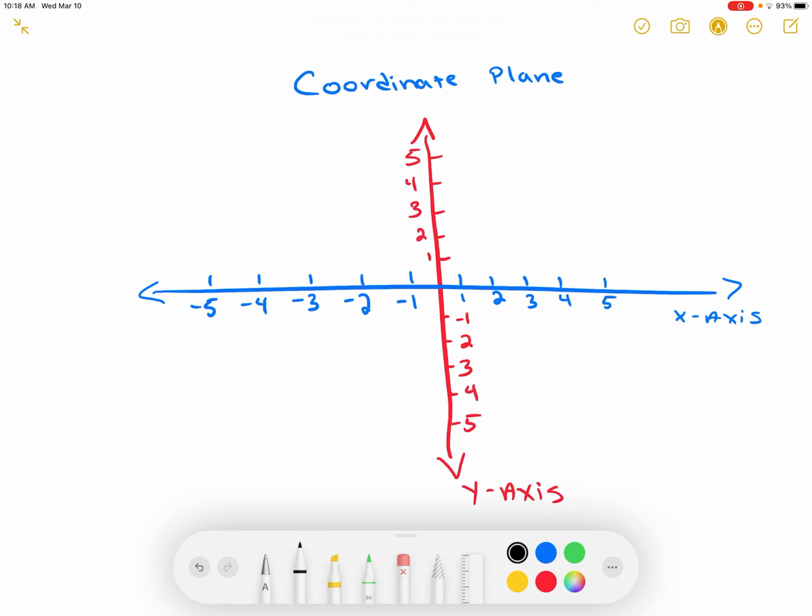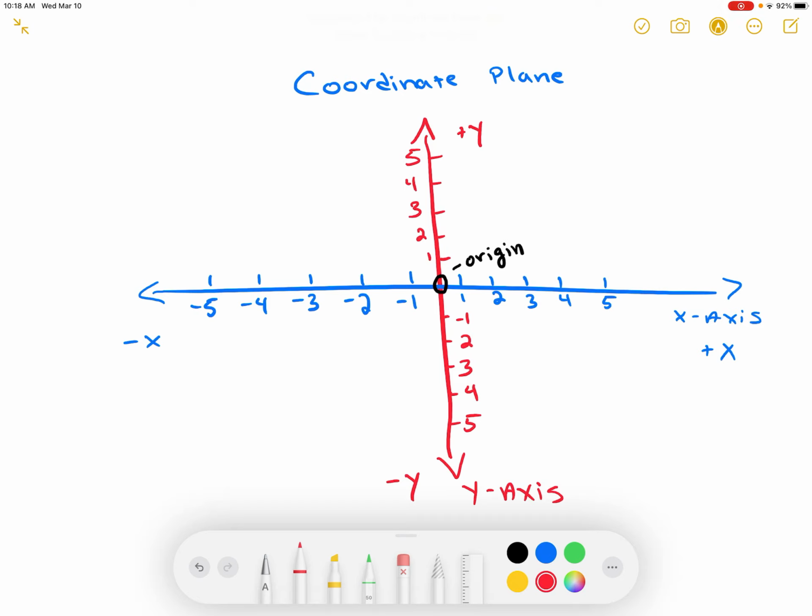In the middle, where they both intersect, we call this 0 for both. And that's called the origin. That's where everything starts, the origin. And that's the number 0 up and down and right to left. So everything to the left on the x-axis is called the negative side, negative x's. To the right is positive x's. On the y-axis, everything up is positive y. Everything down is negative y.